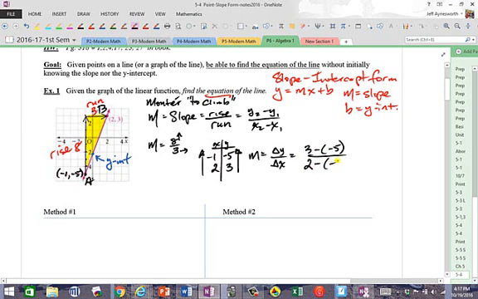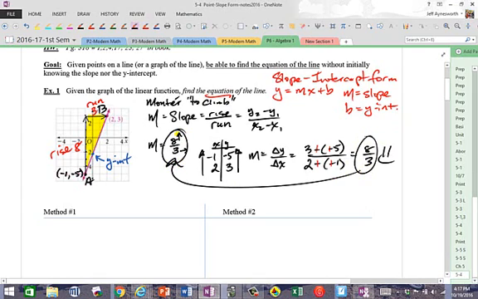Okay, 2 minus -1. Now let's add the opposite. Boom, right there. All right, 3 plus 5 is 8. 2 plus 1 is 3. Okay, we got it. Now we got the same slope. Okay, it's the same. And that's good. No matter how you do it, algebraically or graphically, you better get the same slope.